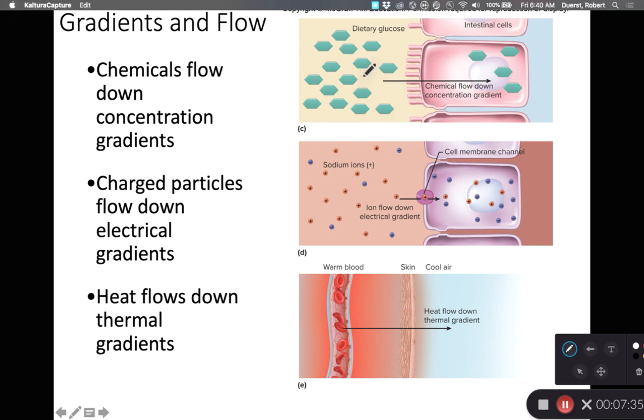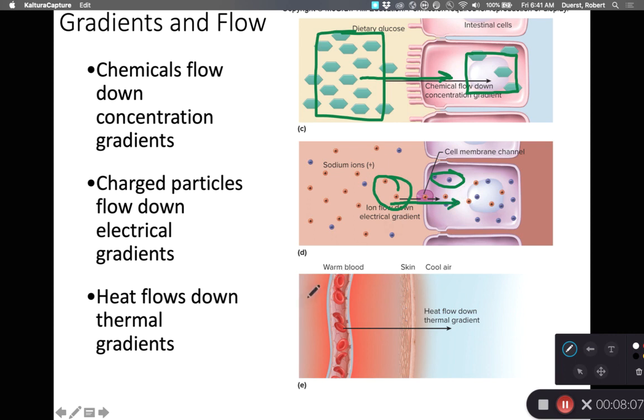As we look at our chemicals, for example, we could have glucose up here in part A of this figure. Glucose has a high concentration outside of the cell and a low concentration inside of the cell, and will spontaneously want to move or diffuse into the cell. Charged particles are typically going to flow with their electrical gradient. So if we have positive ions on the outside of the cell and mostly negative ions on the inside of the cell, those positive ions will be drawn in with the electric charge.